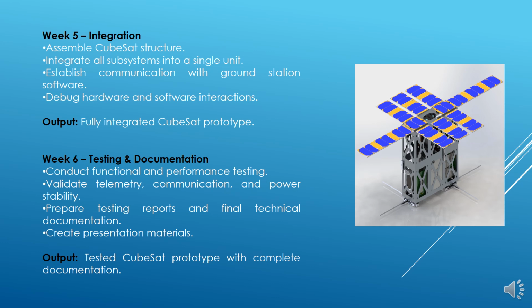Then we have the final week, the sixth week. The system undergoes testing, validation, and documentation preparation. We will prepare testing reports and final technical documentation and create presentation materials. The output is a tested CubeSat prototype with complete documentation. This structured timeline ensures systematic development and timely completion of the project.